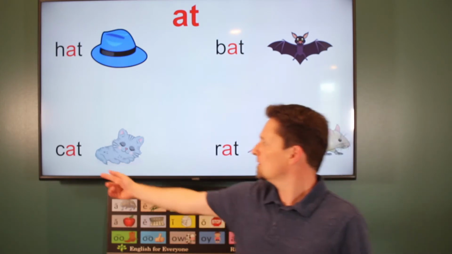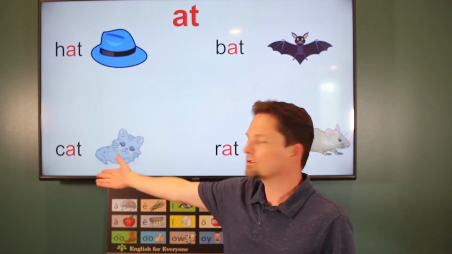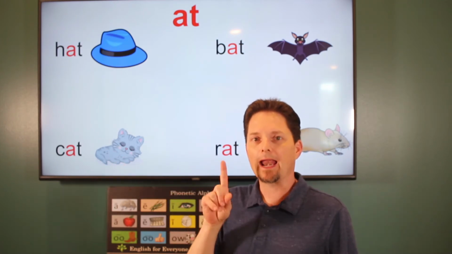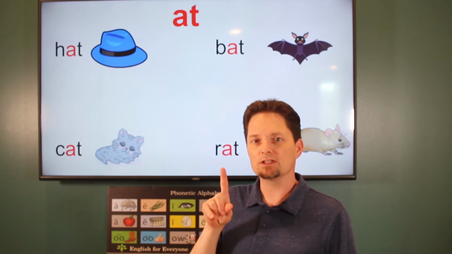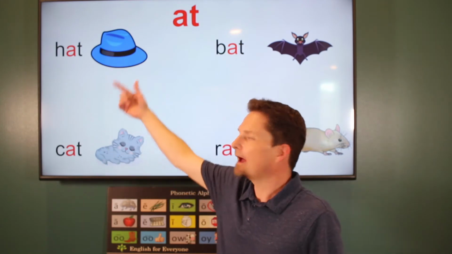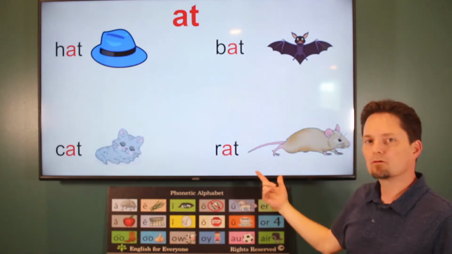And also, when you finish with a T, it is a stop T. We don't say cat with a full T. We put our tongue up and we stop. Cat. Go to the T position, but don't complete. Cat. Hat. Bat. Rat.